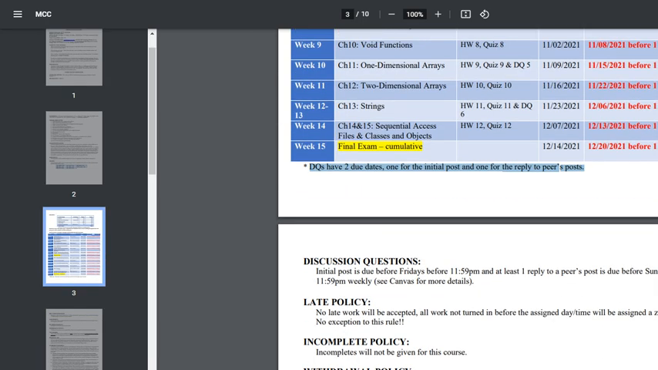And you'll need to reply to 1 of your peers before Sunday. The initial post will be due before Friday, and then the reply will be due on Sunday of the same week. The reply is also 1 paragraph per peer. So you only reply to 1 peer, only one.